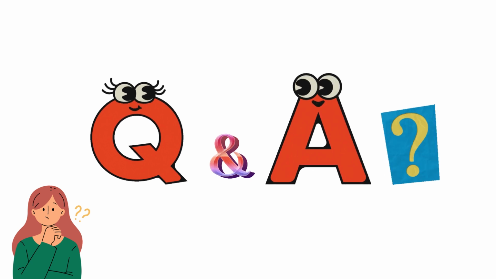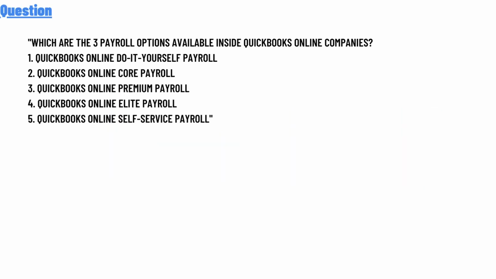So our today question is, which are the three payroll options available inside QuickBooks Online companies? 1. QuickBooks Online do it yourself payroll. 2. QuickBooks Online core payroll. 3. QuickBooks Online premium payroll. 4. QuickBooks Online elite payroll. 5. QuickBooks Online self-service payroll.